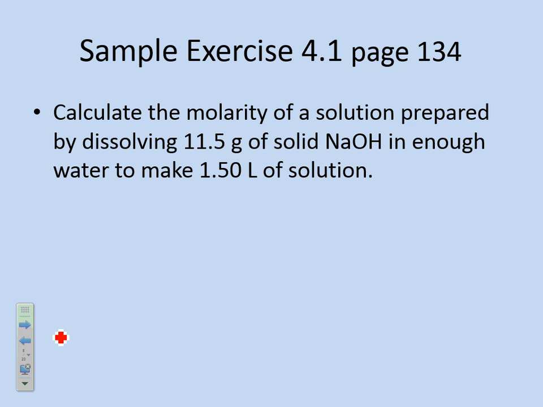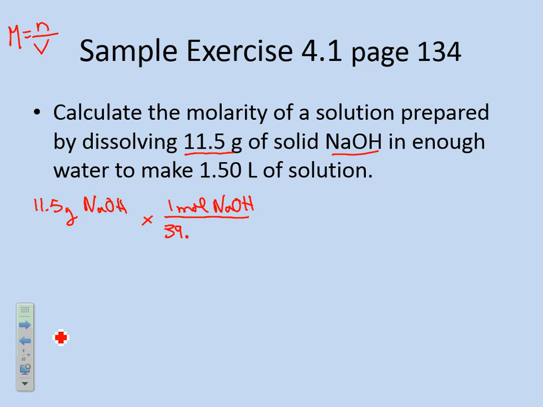So our first calculation is to calculate the molarity of a solution prepared by dissolving 11.5 grams of solid sodium hydroxide in enough water to make 1 liter of solution. So remember, our equation is M equals moles over volume. So I need to take my mass of sodium hydroxide and change it to moles, because that's my solute. So 11.5 grams of NaOH. We have 1 mole of sodium hydroxide in the numerator. The molar mass of sodium hydroxide, 1 Na, 1 O, 1 H, is 39.998 grams.